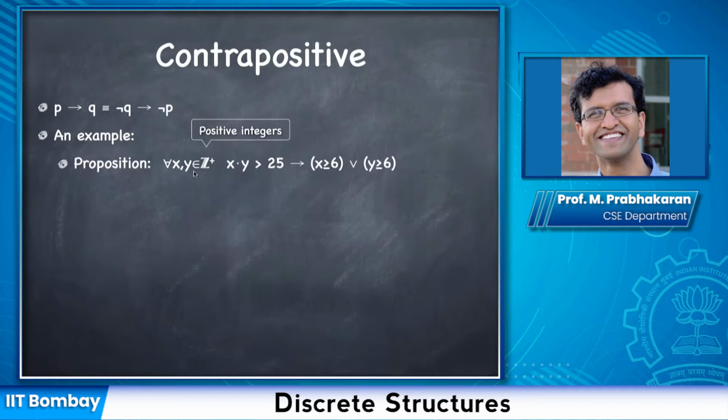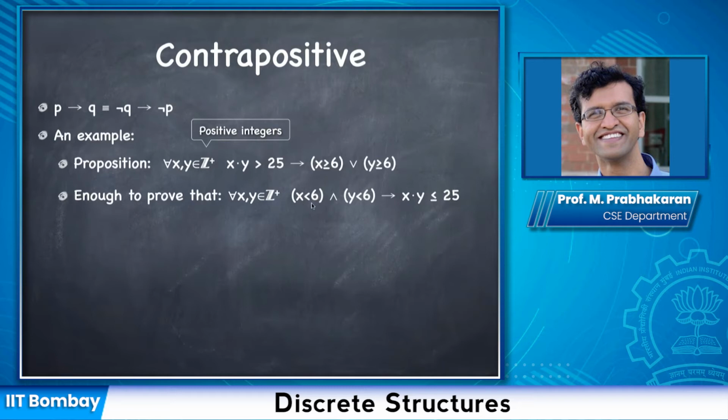But let's think about how you prove the contrapositive. The contrapositive states that for every x, y, if the negation of the right hand side holds, so if not (x greater than or equal to 6 or y greater than or equal to 6), and that is to say x less than 6 and y less than 6, then the negation of the left hand side holds. That is to say their product is less than or equal to 25. And so that's the statement you need to prove now.